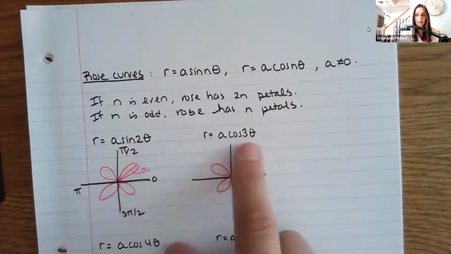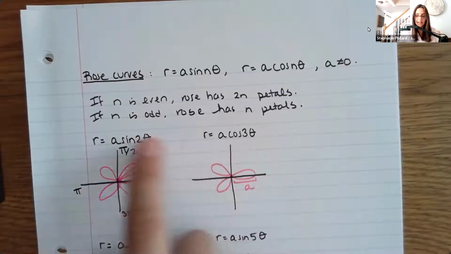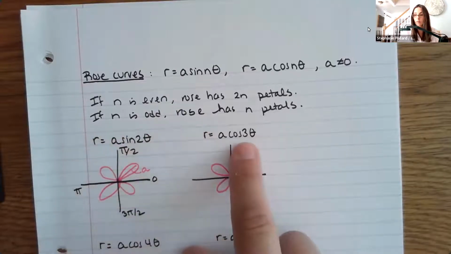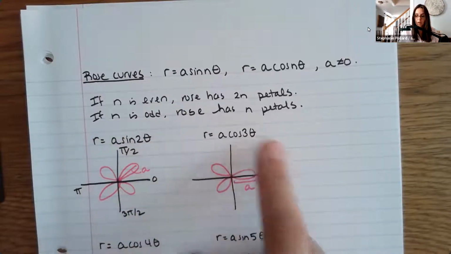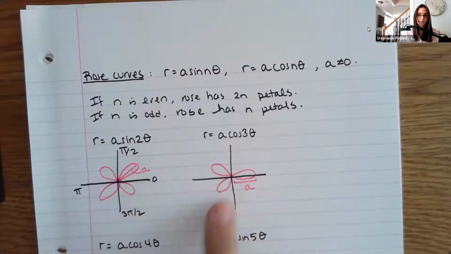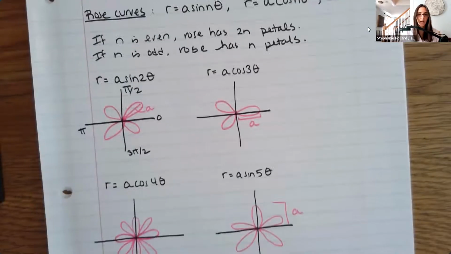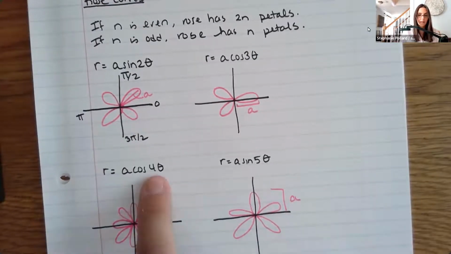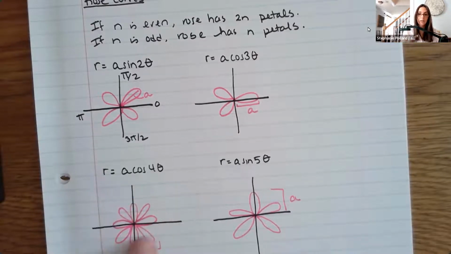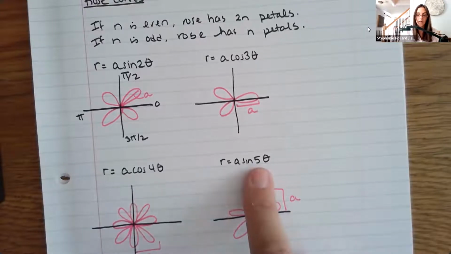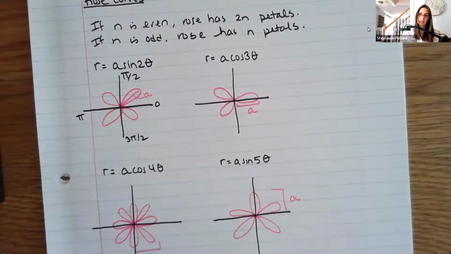If you have 3 theta instead, so here's a cosine, but it's 3 theta. Because n is odd, it has exactly 3 petals, so it doesn't double. So 1, 2, 3. If you have 4 theta, well, 4 is even. 4 times 2 is 8, so you would have 8 petals in your rose. And if it was a 5, that's odd, so you would have 5 petals in your rose.